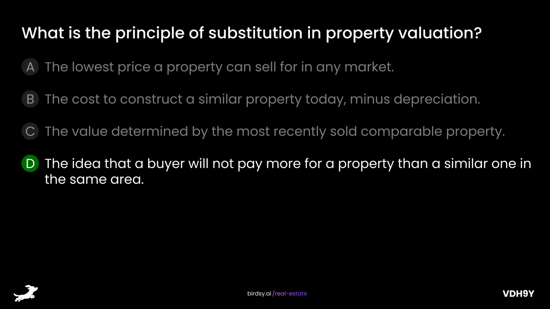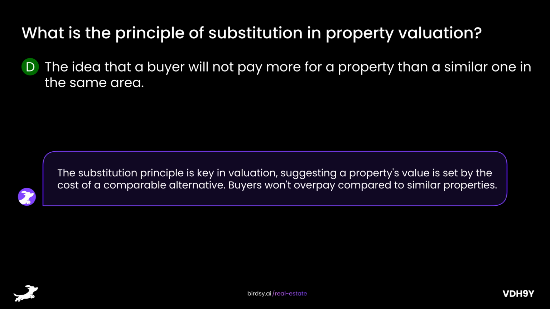The answer is D, the idea that a buyer will not pay more for a property than a similar one in the same area. The substitution principle is key in valuation, suggesting a property's value is set by the cost of a comparable alternative. Buyers won't overpay compared to similar properties.